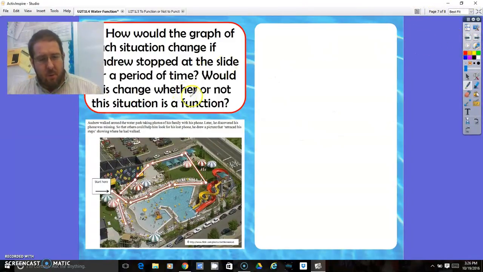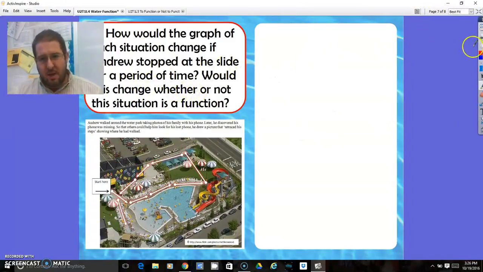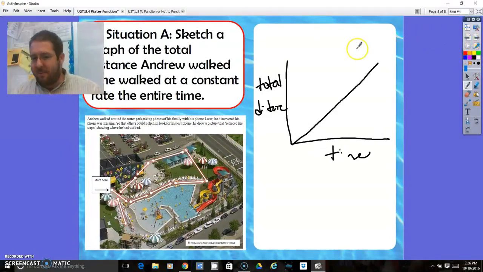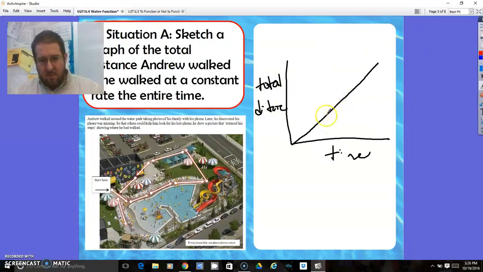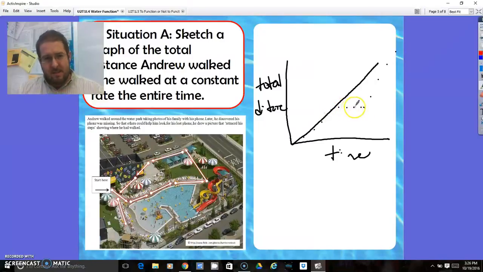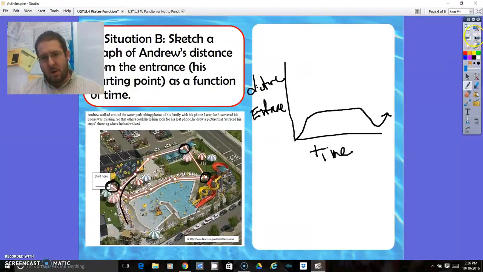All right. Fourth question is basically about how would the last 2 change if he stopped at the slide. That just means it would have stayed the same right here for longer. If he had stopped at the water slide, his distance would not have changed from the entrance. This one would have changed because it would have gone across, because his total distance traveled is not moving at all. We're assuming he's looking without moving. If he's looking without moving, then his distance he's moving would have stayed the same, and then it would have moved again. All right, so that's question number 4.